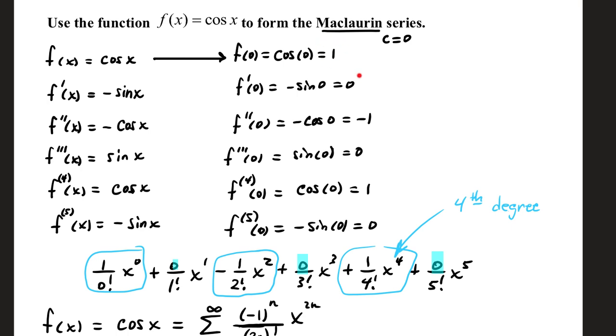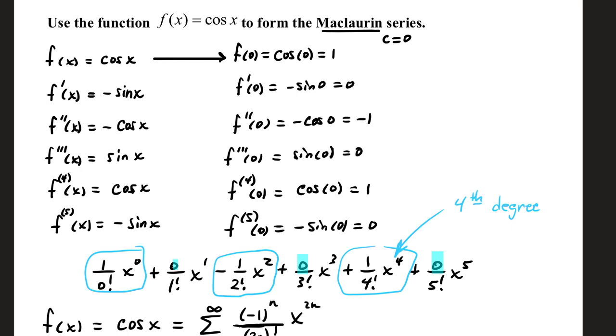Using these function and derivative values, we can start building our infinite series. 1 over 0 factorial x to the 0, plus 0 over 1 factorial x to the first, minus 1 over 2 factorial x squared, 0 over 3 factorial x cubed, 1 over 4 factorial x to the fourth, and 0 over 5 factorial x to the fifth. Every other term goes to 0, and if you look at the other video, or if you remember with sine x, every other term also went to 0.